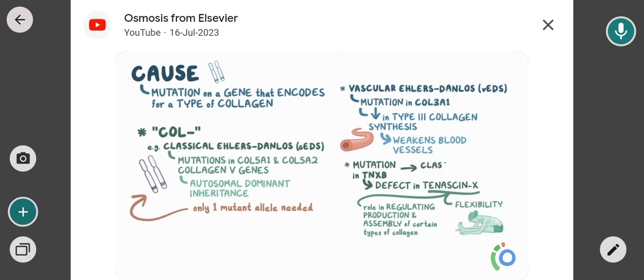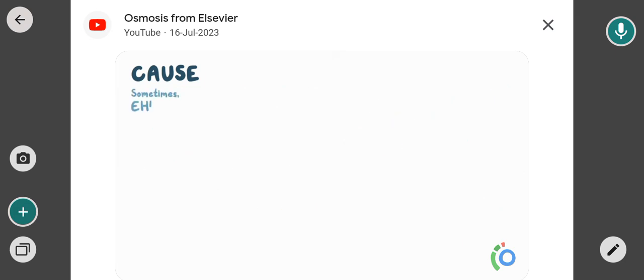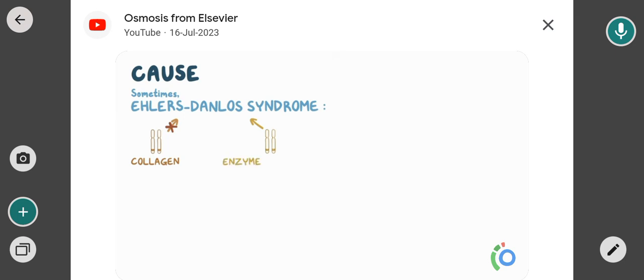This is thought to be the cause of classical-like Ehlers-Danlos, or CLEDS, in some people. Sometimes Ehlers-Danlos syndrome is not caused by a mutation on a gene that encodes for collagen, but rather a gene that encodes for an enzyme that assists in the synthesis of collagen.